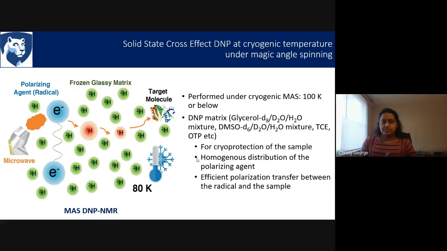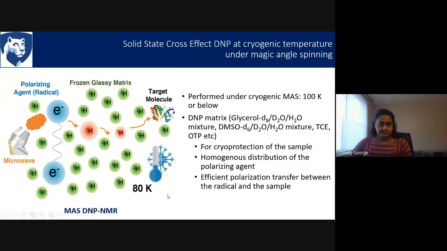So we have to use a DNP matrix, which is typically a mixture of glycerol, D2O, and water, and there are other types of mixtures also available. We will use that and dope the radical in this DNP matrix, and then add that to the target molecules, for example a protein. Now, even if the target molecule is not temperature sensitive, we need to use this DNP matrix for the homogeneous distribution of the biradicals to get an efficient polarization transfer between the radical and the sample.